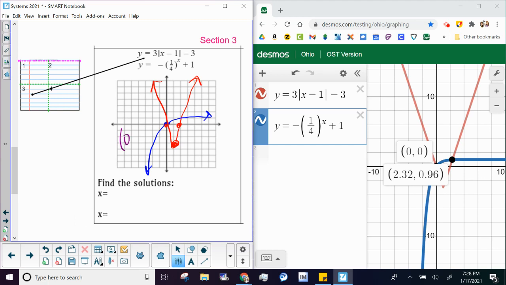So I get 0, 0 right here. And then right here, I have 2.32 and 0.96. That's kind of hard to read. I'm going to write that again. So this one right here is 2.32 and 0.96.